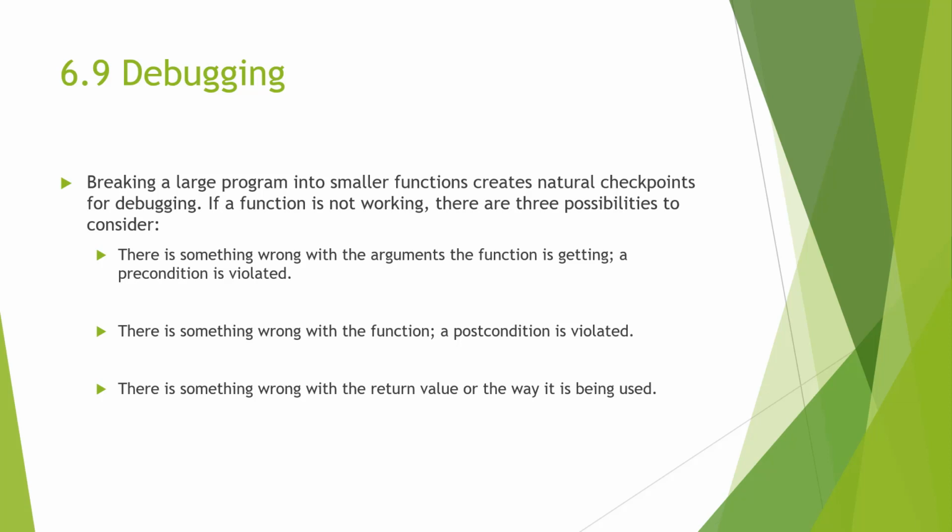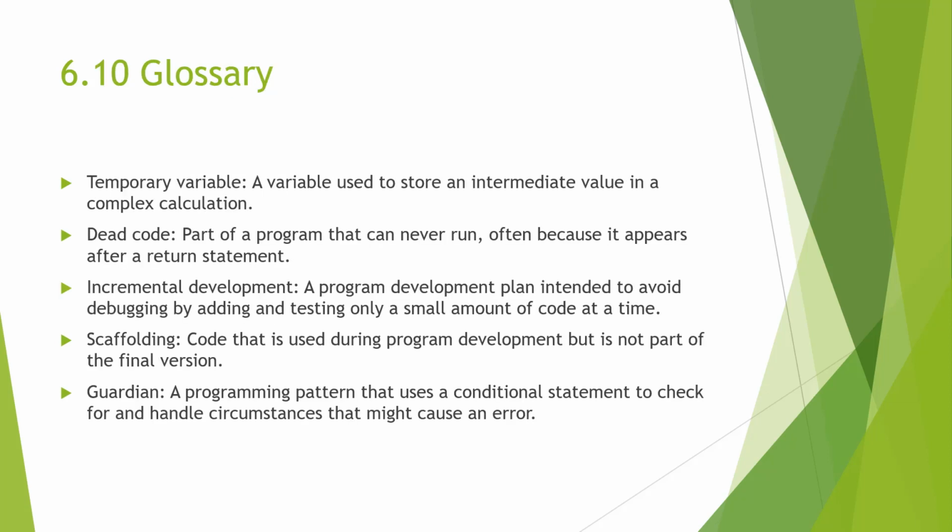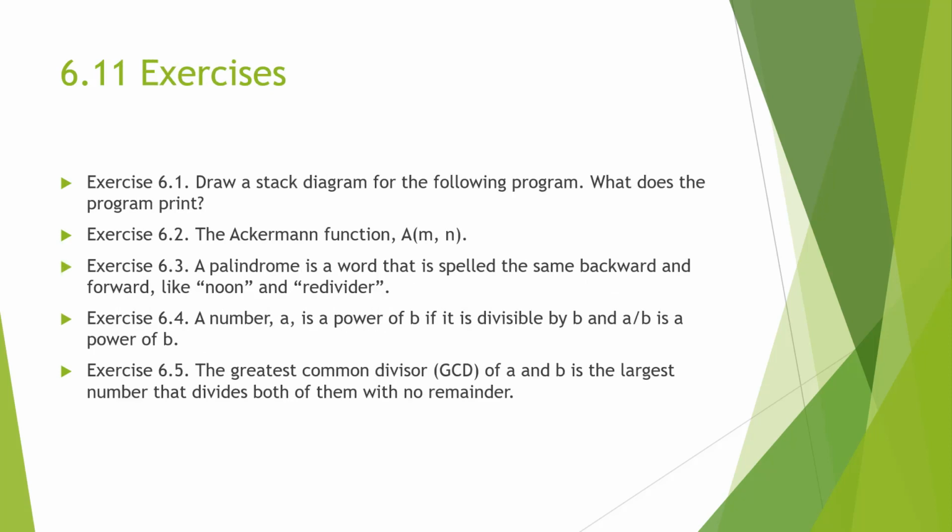We can use incremental development, like we did in 6.1 and 6.2, to get through all three of these and verify that our function calls are not an issue. Our glossary has terms like temporary variables, dead code, incremental development, scaffolding, and guardians. Again, these are just some of them, not all of the key terms, just major ones.